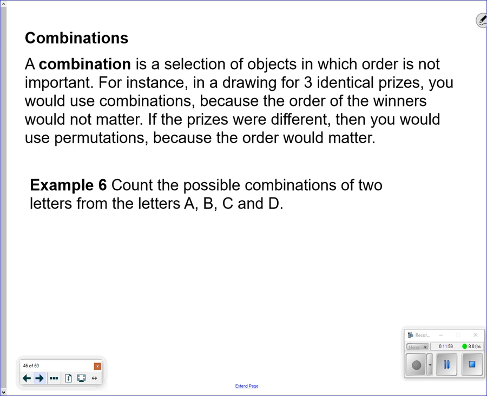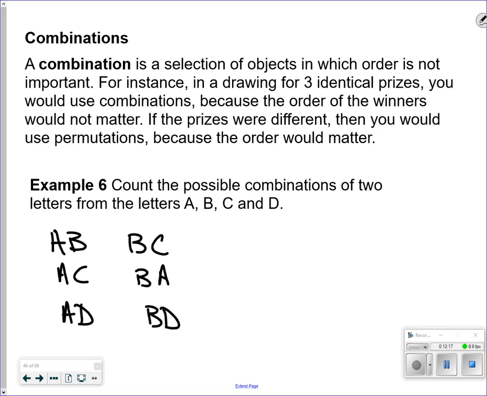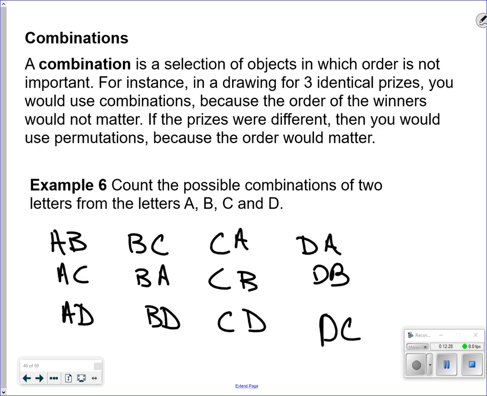So let's go back to the original situation. We're going to count the possible combinations of 2 letters from A, B, C, and D. So I'm going to do the permutation, and then we'll go from there. A, B, A, C, A, D, B, C, B, A, and B, D. This is permutation now. C, A, C, B, and C, D. D, A, D, B, and D, C. So that's a permutation in which the order doesn't make any difference.